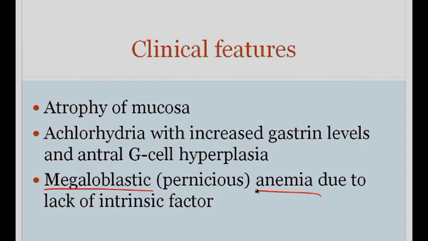Well, if the patients have a destruction of their parietal cells, they won't be making intrinsic factor, and if they're not making intrinsic factor, they can't bring in vitamin B12. And of course, when they don't bring in vitamin B12, that results in a megaloblastic anemia. Now, that entire paradigm that I've just described is also called pernicious anemia, again due to a lack of intrinsic factor. And actually, this is the most common cause of vitamin B12 deficiency. So chronic autoimmune gastritis is the most common cause of vitamin B12 deficiency.